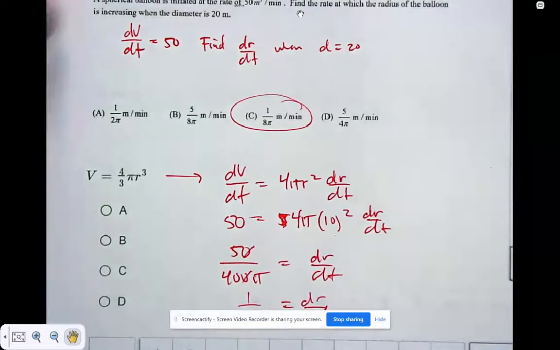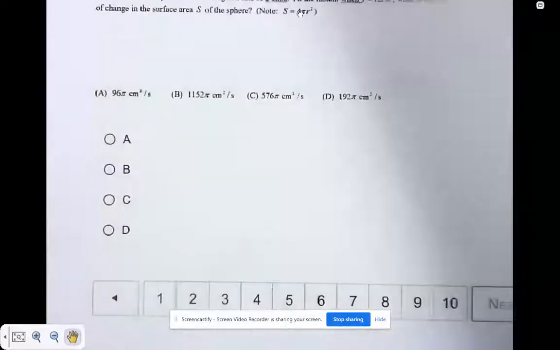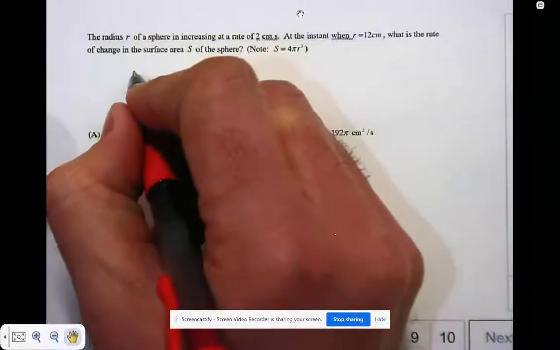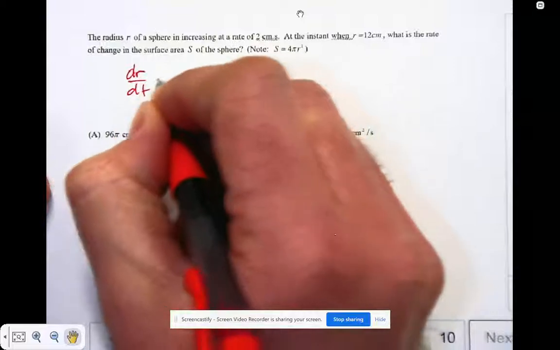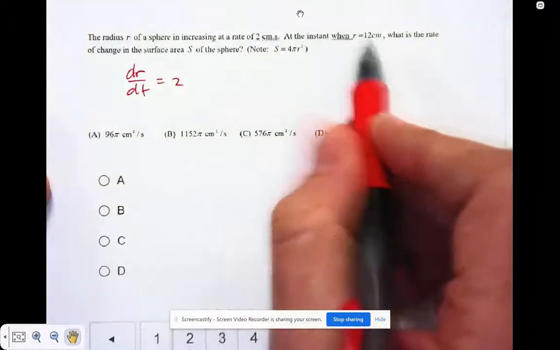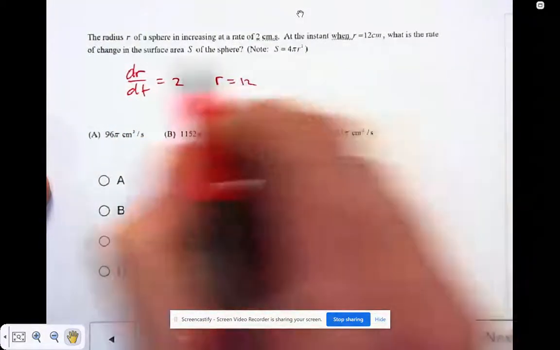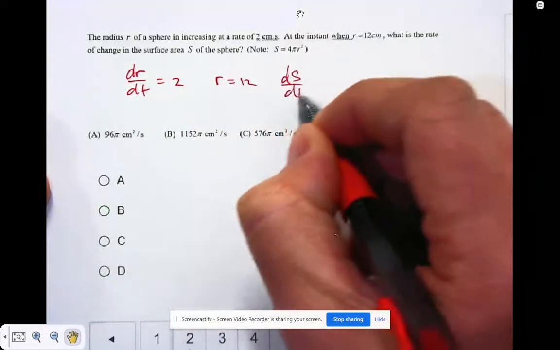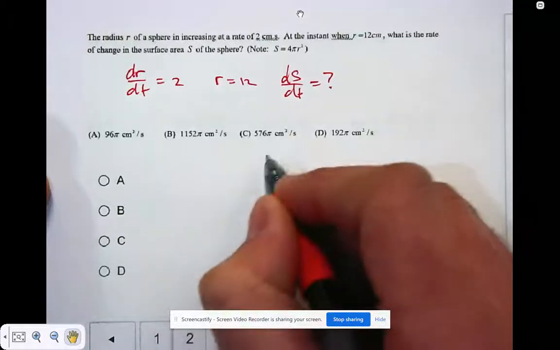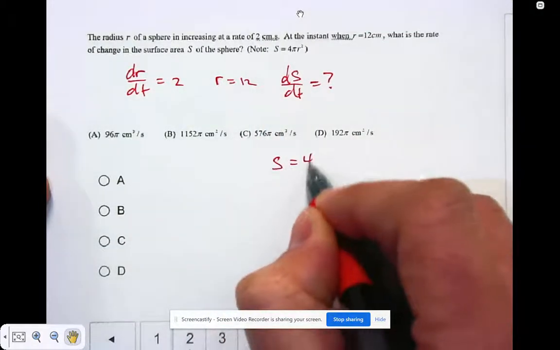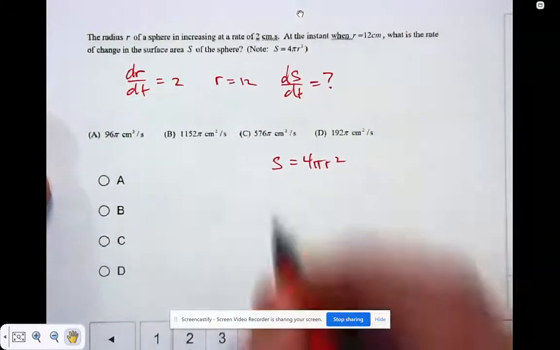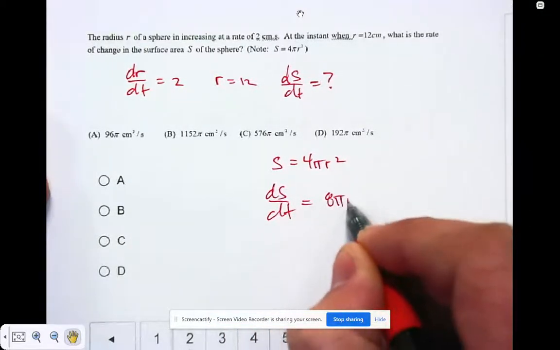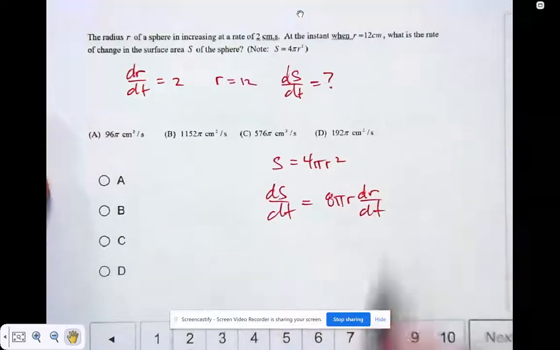Okay? All right. Number 2, the radius of a sphere is increasing at a rate of 2. So dr/dt is equal to 2. At the instant when r is 12, find the rate of change of the surface area. So find dS/dt. Okay, so I give you the formula. If S is equal to 4 pi r squared, dS/dt is equal to 8 pi r dr/dt.